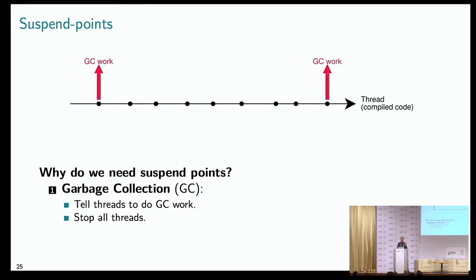So why are we using suspend points? There are three reasons why we do this, as I mentioned before. One is garbage collection. At some point, you may have the garbage collector deciding to tell all the threads, do some work for me, scan your own stack, find the live objects, and so on. Or the garbage collection thread may say to all the threads, now stop, I need to take over to do some operations that require you to be sleeping. So garbage collection is one reason.